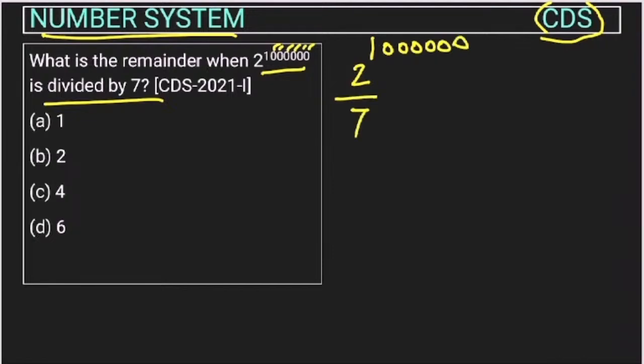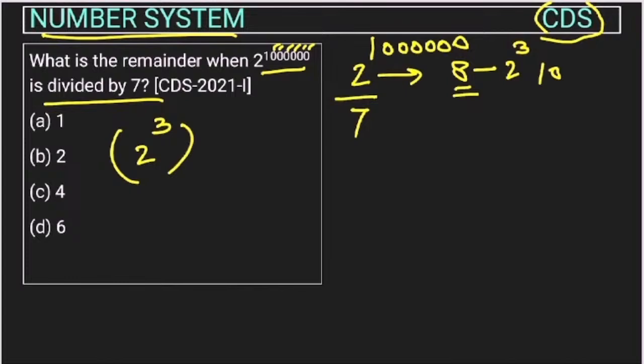Divided by 7, so what will we do? We will make this 2 into 8. This is the approach here. 8 is actually 2 cubed, so we need 2 cubed here. What will be the remaining portion? If we have 10 and do minus 1, we get 9, which is divisible by 3.